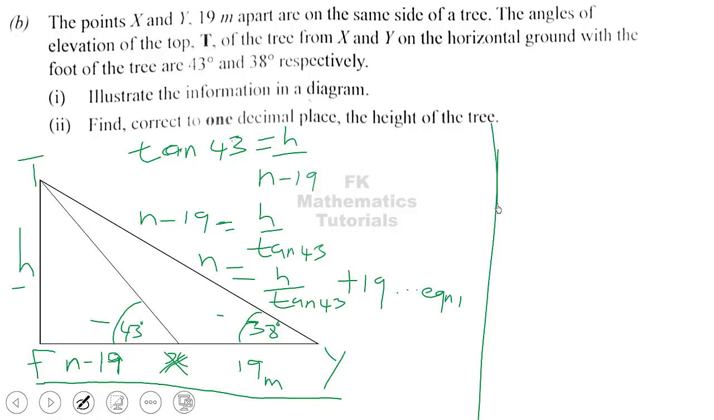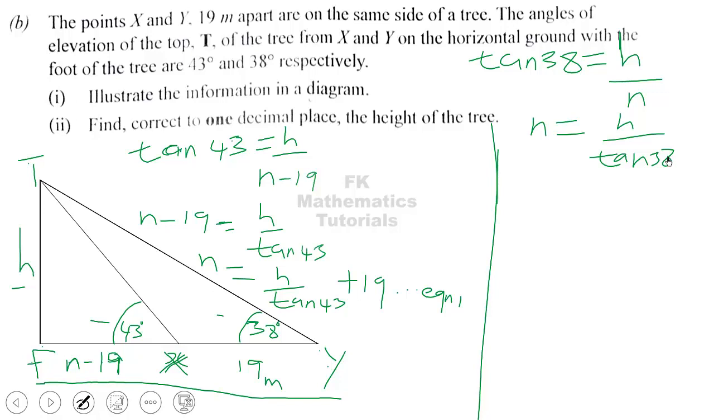Now, again, using the triangle TFY, tan 38 degrees will be equal to h over n, because from F to Y is n. So n is therefore equal to h over tan 38. We can call this equation 2.